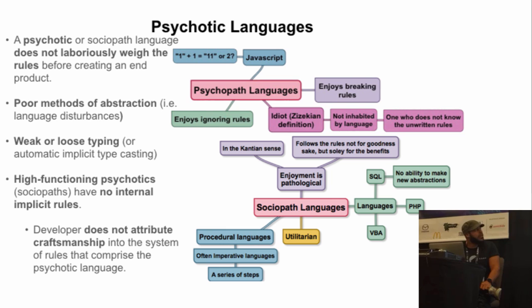So also, you've got the high-functioning psychotics or sociopaths. They have no internal implicit rules. So this might be convention, or what programmers might think of as craftsmanship. Jezik says that a high-functioning psychopath, which is a sociopath, follows the rules for goodness sake. They don't have an internal gut feeling of the rules. They do it just for the benefit of the rules. So that's a utilitarian definition. Okay. So now let's pick a little bit on PHP.